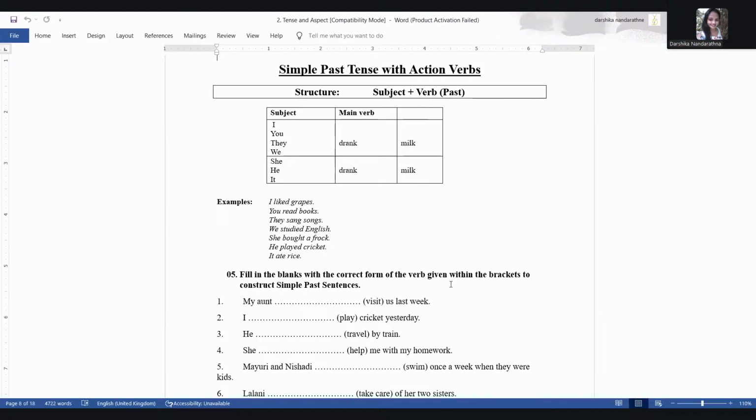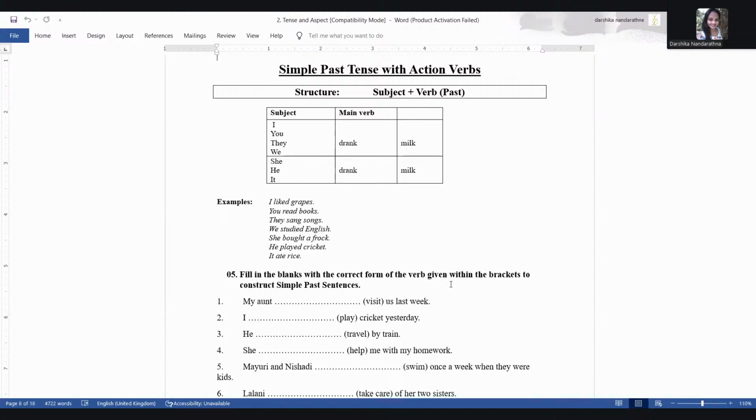Okay? I drank milk, you drank milk, they drank milk, we drank milk. There you have plural subjects, Pute. So main verb is there in past form. Drink, drank. Drank is the past form of drink. Okay? Then she drank milk, he drank milk, it drank milk. There you have singular subject. But the main verb is there once again in past form. So, as you can see, with singular subjects and plural subjects both, we use the main verb in past form.